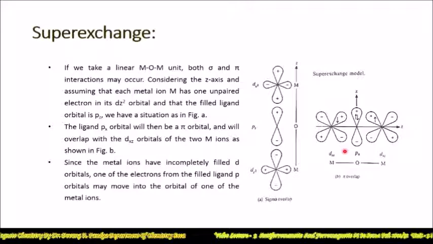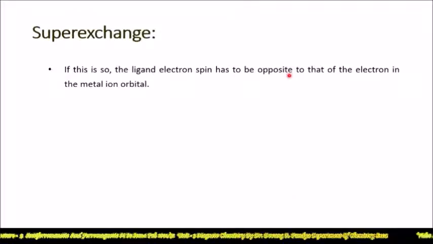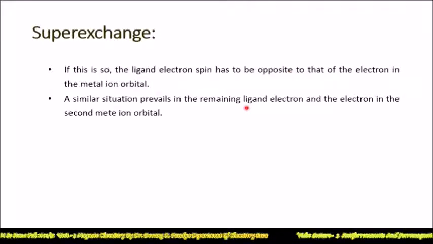If this is so, the ligand electron spin has to be opposite to that of the electron in the metal orbital. A similar situation prevails in the remaining ligand electron and the electron in the second metal ion orbital. Thus, a model for spin neutralization exists.